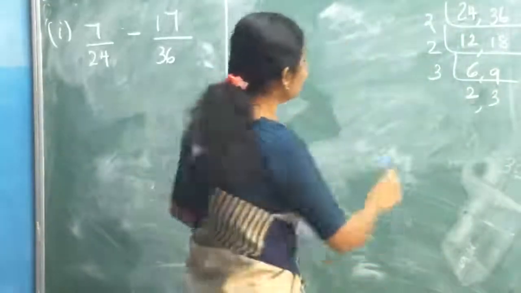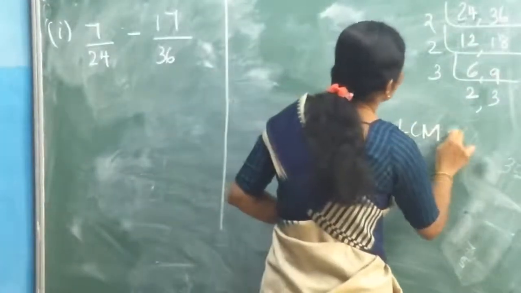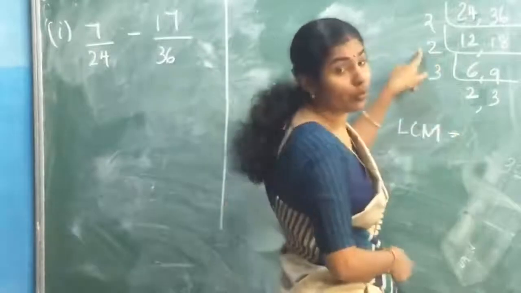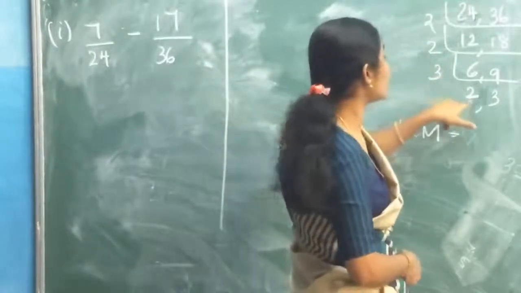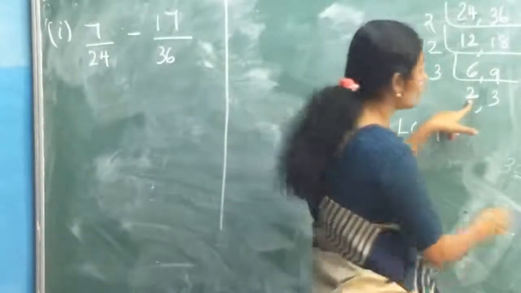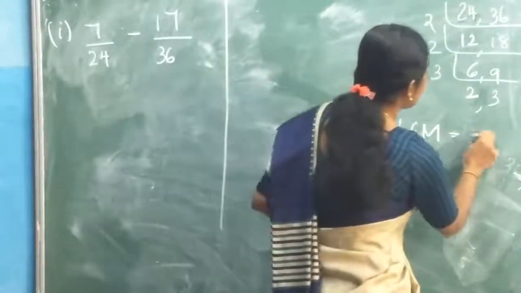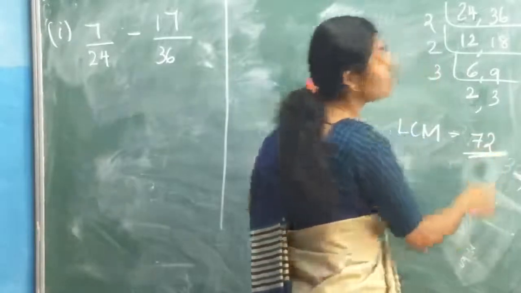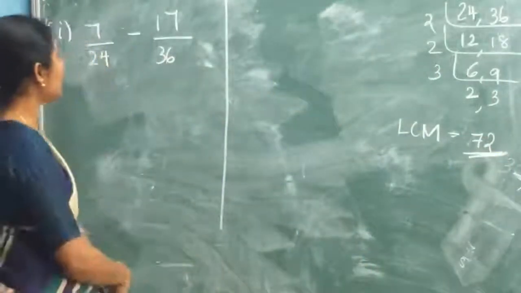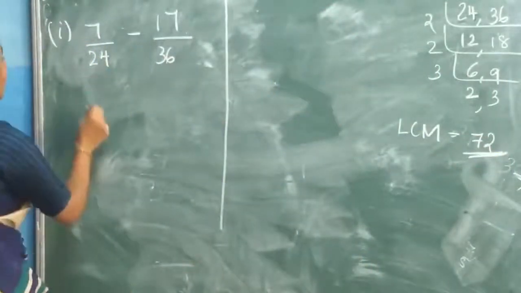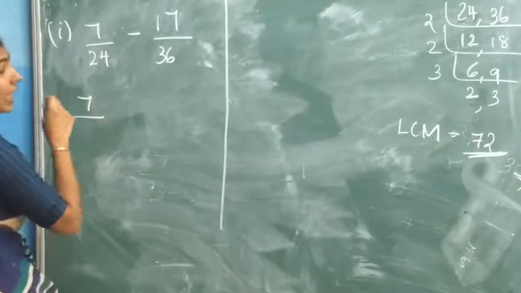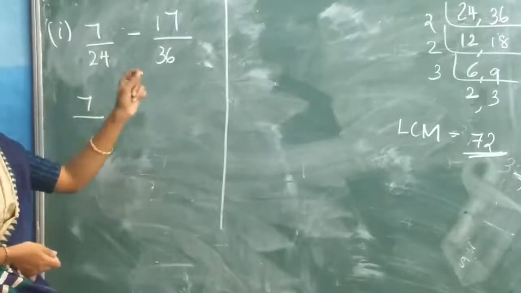So the LCM is 2 multiplied by 2, 4. 4 3s are 12. 12 2s are 24. 24 3s are 72. So what is the LCM? LCM is 72. Now what should you do? Make each rational number's denominator 72.